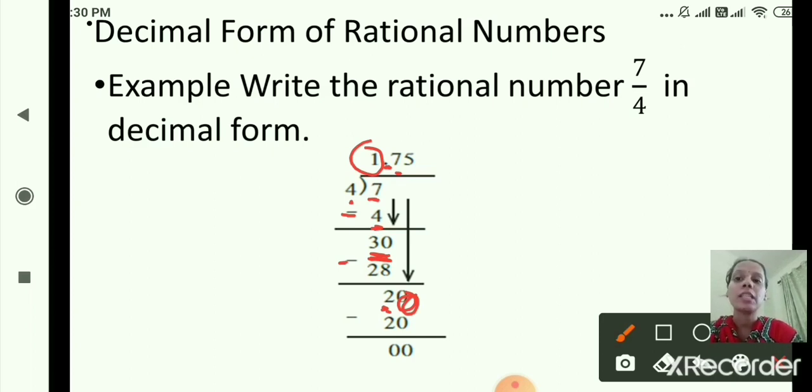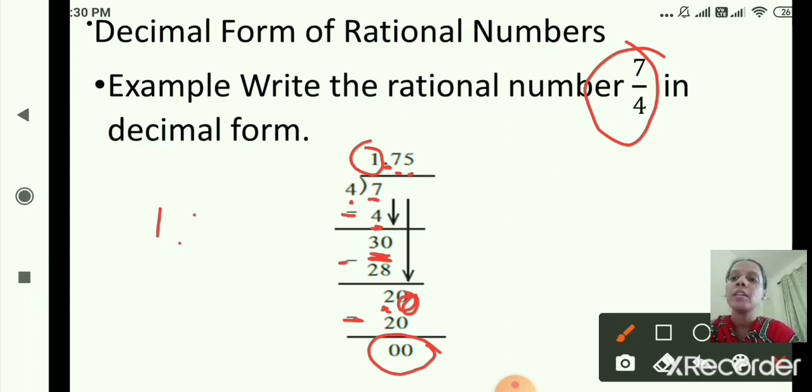Now we can divide this 20 by 4. 4 5s are 20. So below this 20 I have written 20. 4 5s are 20. And then do the subtraction. Here the remainder is 0. And what is the quotient? 1.75. Okay, when we divide 7 by 4, you will get the answer 1.75. So this rational number 7 upon 4, we have converted it into decimal form. So what is the decimal form? That is 1.75.